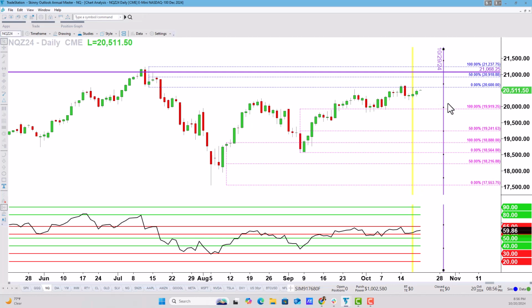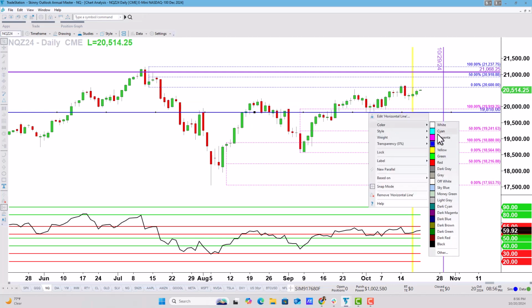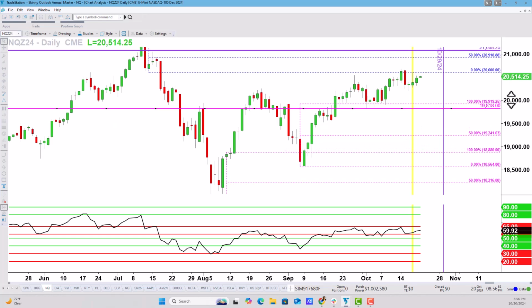So there is a forecast in place that could have been calculated as early as October 18th for the NQ futures to trade up into this intersection. Now, very important, this forecast is only valid while we are above this low at 19,818.